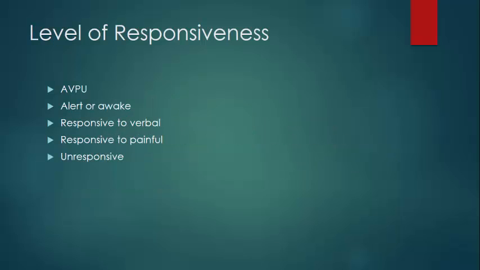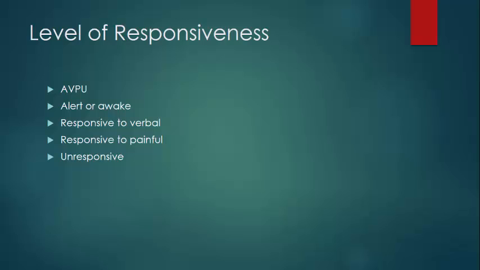We check level of responsiveness, and we use what we call an AVPU scale, meaning that when you walk into the room, they get your attention and they're alert or awake. We give them a letter A. Or they don't look at you, they appear to be sleepy, but when I shout their name, they open their eyes enough to look at you, responsive to verbal stimuli.